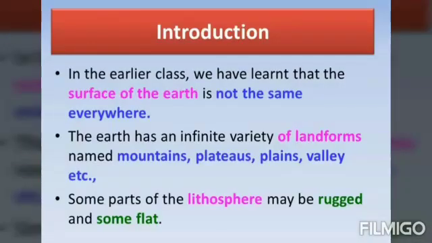Introduction. In the earlier class, we have learned that the surface of Earth is not the same everywhere. The Earth has an infinite variety of landforms named mountains, plateau, plains, valley, etc. Some parts of the lithosphere may be rugged and some flat. Okay, lithosphere means Earth's surface.